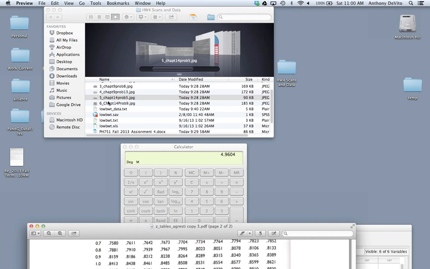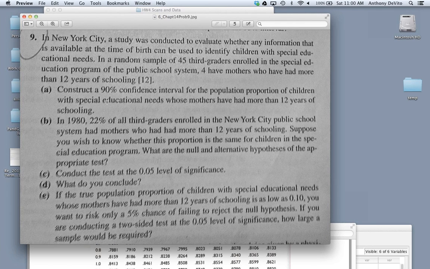I'm going to do the next problem first. I've got a reason for this. In a New York City study, evaluate whether the available time of birth can be used to identify children with special education needs.